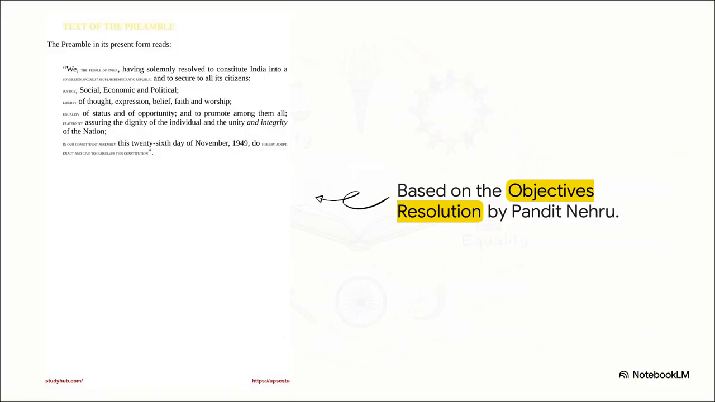What's really fascinating here is the history behind all of this. This beautifully packaged text didn't just magically appear out of nowhere. It's actually derived from what was called the Objectives Resolution. This was drafted and moved by Pandit Jawaharlal Nehru, and the Constituent Assembly unanimously adopted it way back on January 22, 1947. That resolution shaped the entire Constitution, and its modified version, that's what we read as the preamble today.